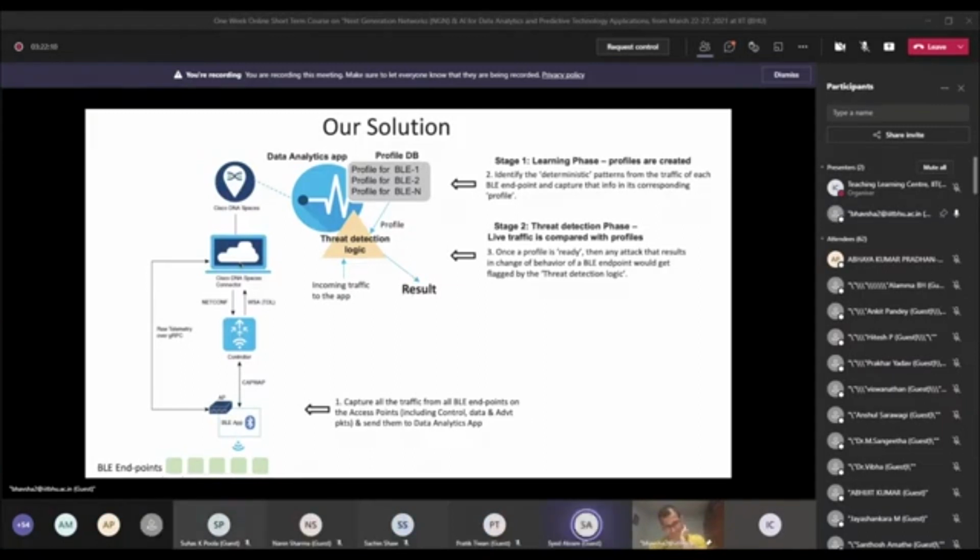I had put the question in the chat, but anyways, does the threat detection logic use machine learning algorithms and deep learning algorithms to detect the attack? That was my question.